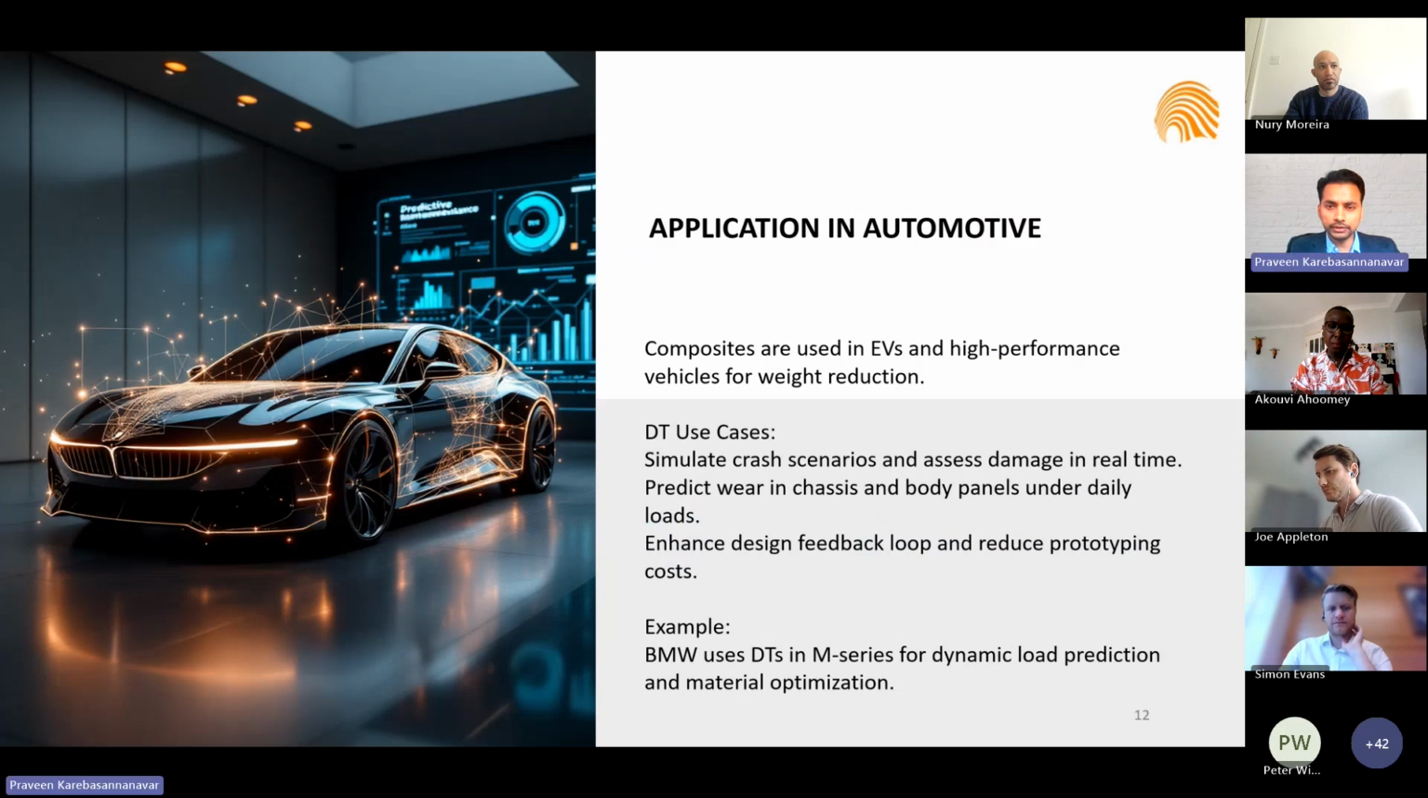So not just in aerospace application, I will touch on automotive as well in just one slide.